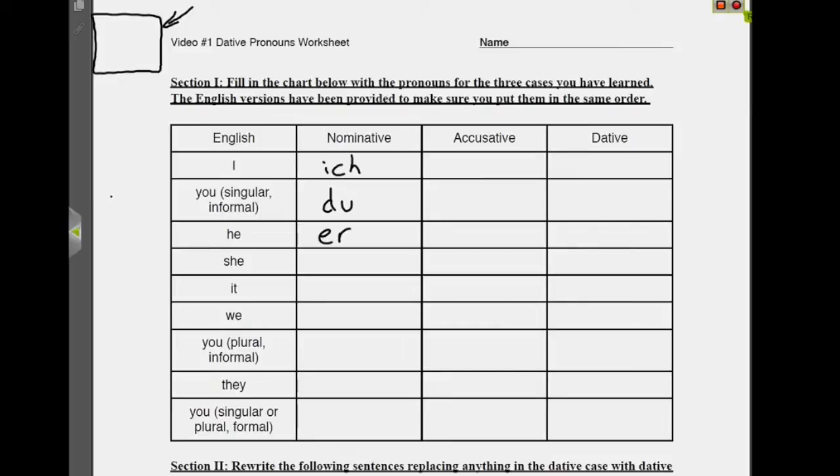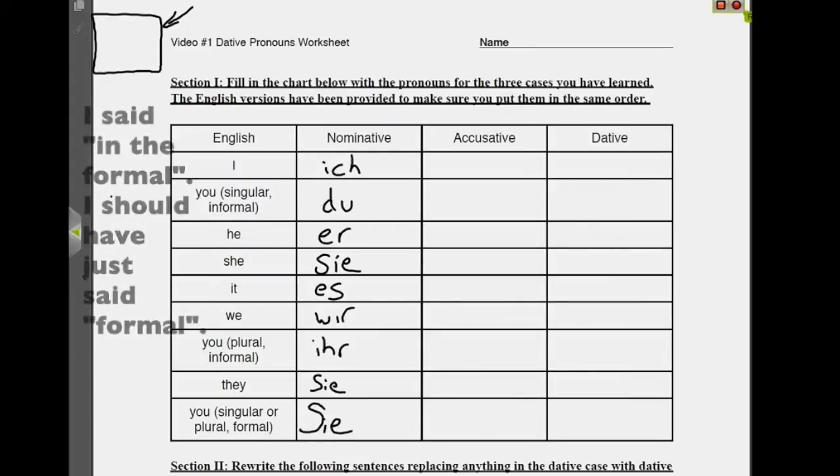He would be er. She would be sie. It is going to be es. We is going to be the wir form. You, the plural informal, is going to have to be ihr. They is sie. And you, singular or plural formal, is also Sie, but with a capital S.